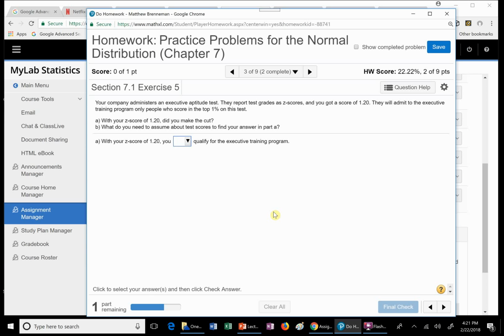So the problem said I had a z-score of 1.2. Okay, so I was right here. Actually, I scored a lot higher, but it's okay. So there's a z-score of 1.2. They're looking for people that are in the top first percentile. So am I in the top first percentile? Not even close.